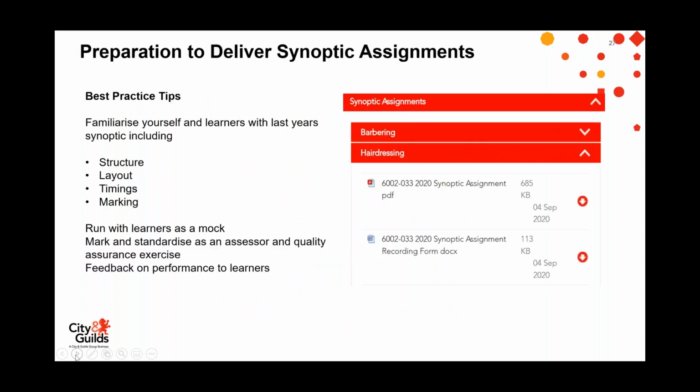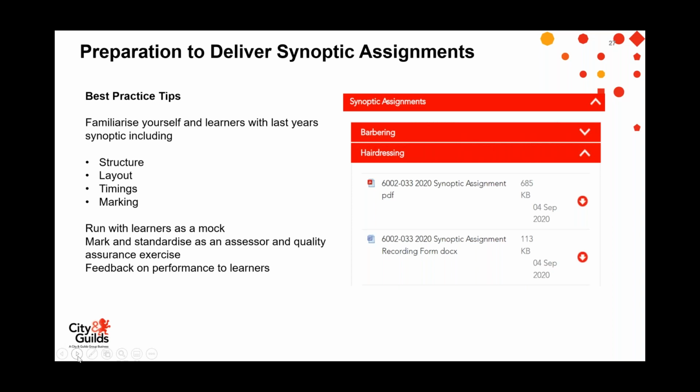Now let's move on to preparation for delivery of the Synoptic Assignment, which again, is really important. So we've got some best practice here. So it's all about the standardisation for myself, and we have the forms, the Synoptic Assignment and recording forms there for you to use. So internal standardisation is vital in ensuring that centre marking of the synoptic is consistent, reliable and accurate. Where centre marking is not standardised, there is an increased risk that the moderation process will result in an adjustment being made. So it is an important process to understand and implement.